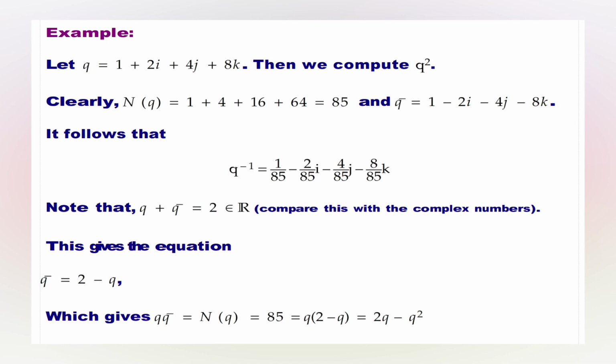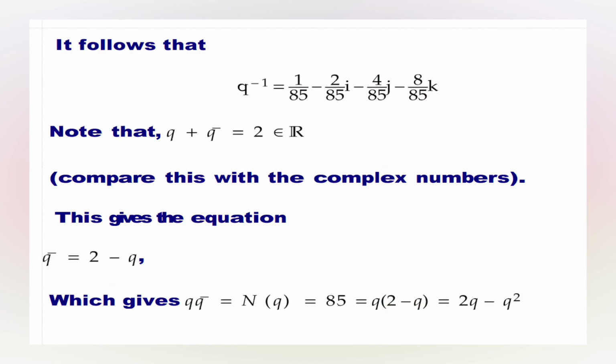Note that Q plus Q bar is equal to 2 in R. Compare this with the complex numbers. This gives the equation Q bar is equal to 2 minus Q, which gives Q into Q bar is equal to N of Q is equal to 85, which is equal to Q into 2 minus Q, which is equal to 2Q minus Q square. It follows that Q inverse is equal to 1 by 85 minus 2 by 85 into i minus 4 by 85 into j minus 8 by 85 into k.